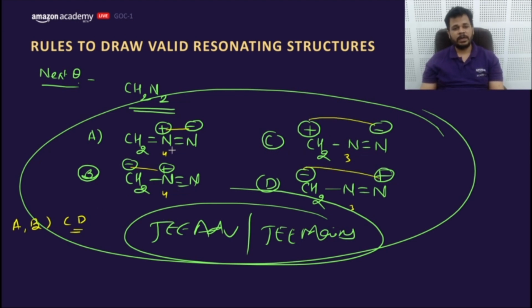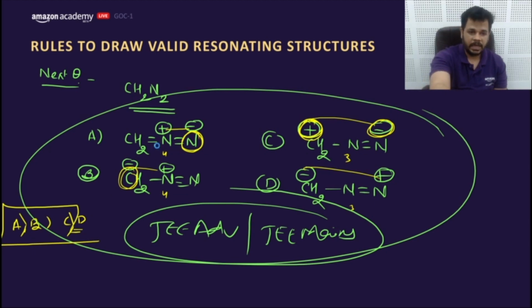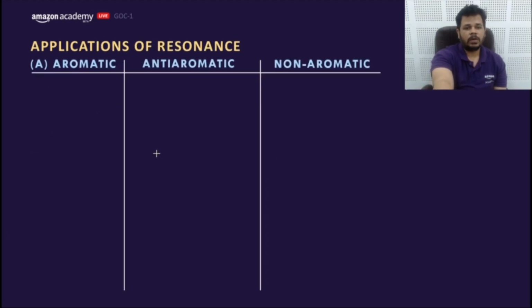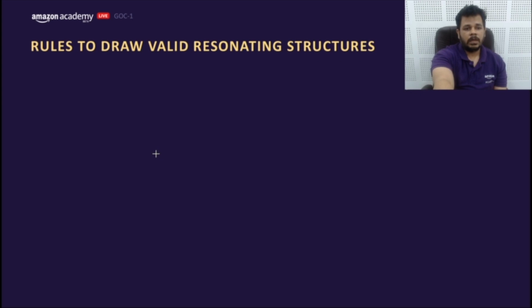The last one says negative charge is more stable on nitrogen, not on carbon. That means A is better than B. Negative charge is more stable on nitrogen, positive charge is more stable on carbon. That means C and then D. The answer would be A, B, C, D. So this is the way to answer the stability of resonating structures.